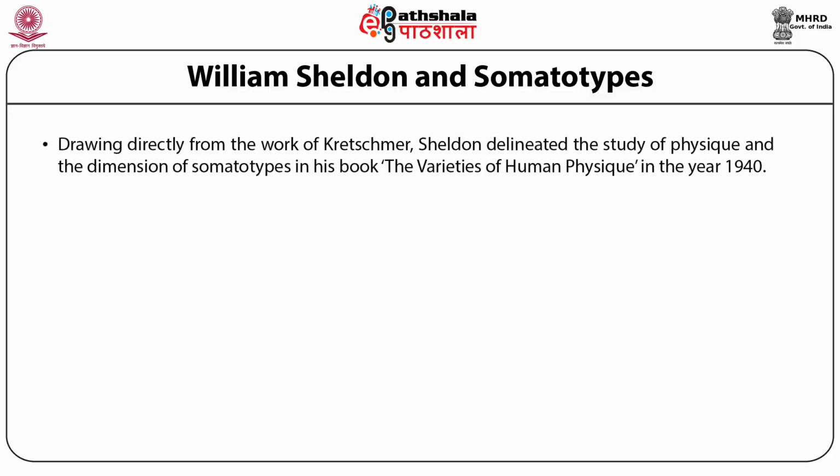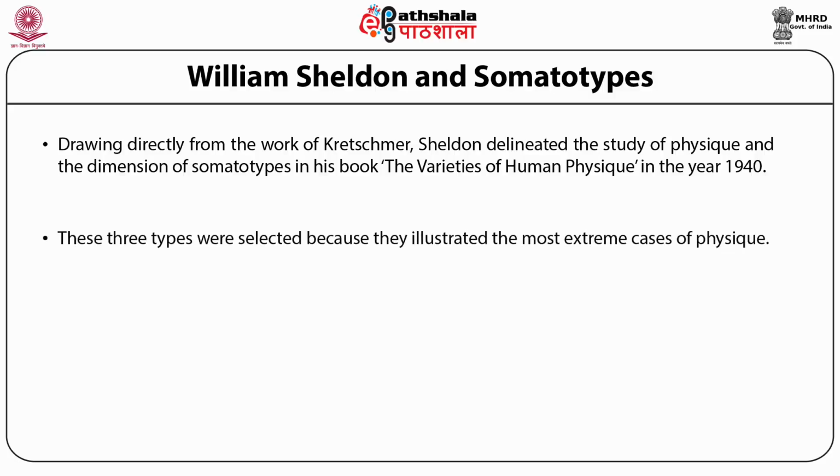Drawing directly from the work of Kretschmer, Sheldon delineated the study of physique and dimensions of somatotype. According to Sheldon's theory, it was found that it is impossible to determine physical distinctions amongst human beings. He also focused on 3 extreme physical types adapted from embryology, which corresponded approximately to Kretschmer's physical typology. The endomorphs were pycnic, mesomorphs athletic, and ectomorphs were designated as aesthetic. These 3 types were selected because they illustrated the most extreme cases of physique.